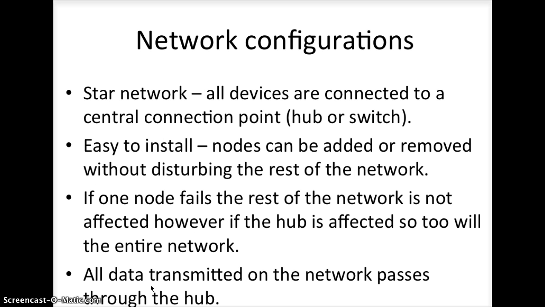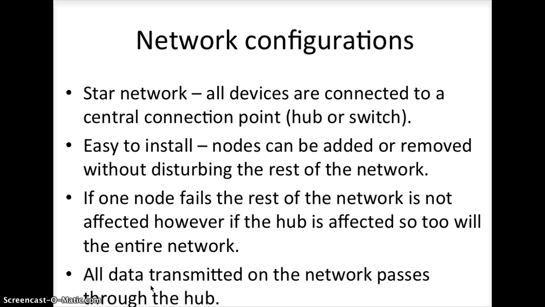So there's different types of network configurations. One of them is a star network. So it's literally in a star shape. All devices are connected to a central connection point, which is called a hub or a switch. This network is easy to install because nodes can be added or removed without disturbing the rest of the network. If one node fails, the rest of the network is not affected.